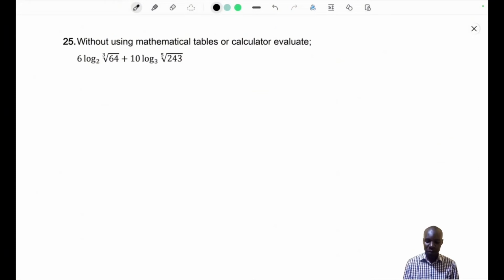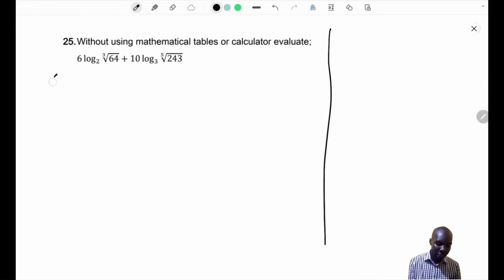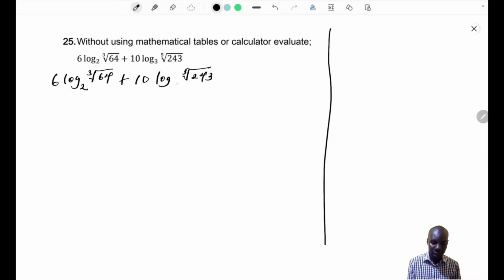Number 25. Without using mathematical tables or calculator, evaluate: 6 log of the third root of 64 to base 2 plus 10 log of the fifth root of 243 to base 3. Let's now work it out.